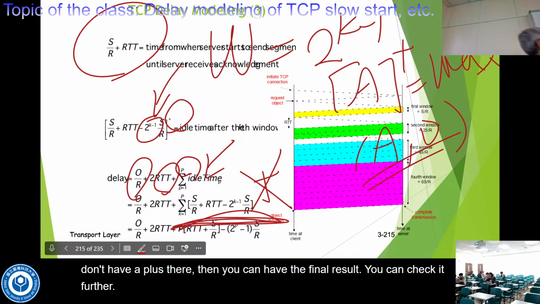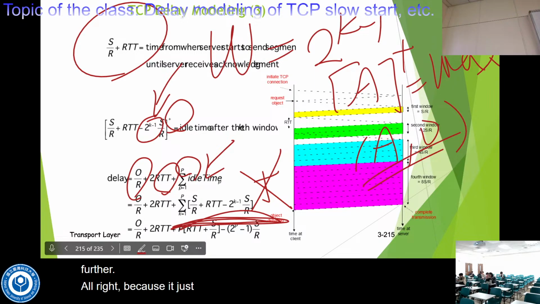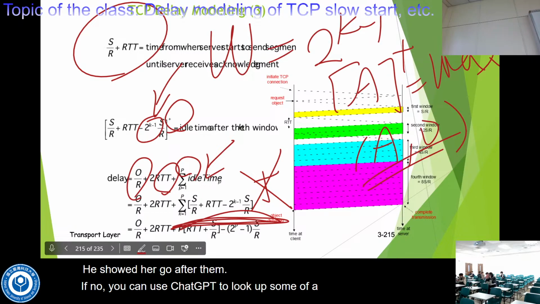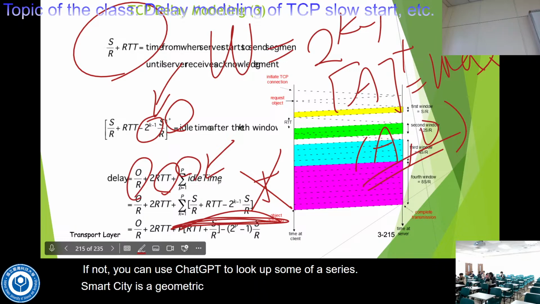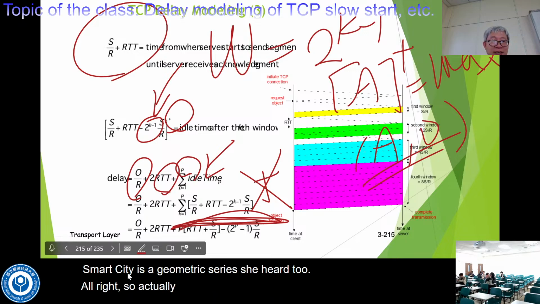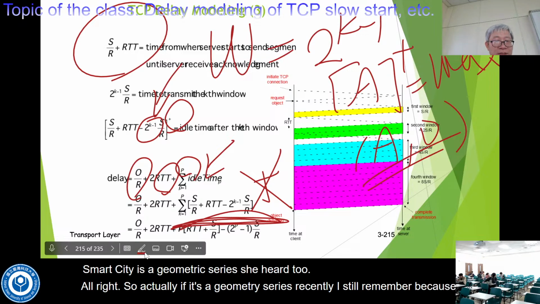Alright, because you just follow the sum of a series. 级数的和，各位还记得吗？ If not, you can use ChatGPT to look up the sum of a series. Specifically, it's a geometric series. 几何级数. Alright, so if it's a geometric series, I recently still remember because of my child.